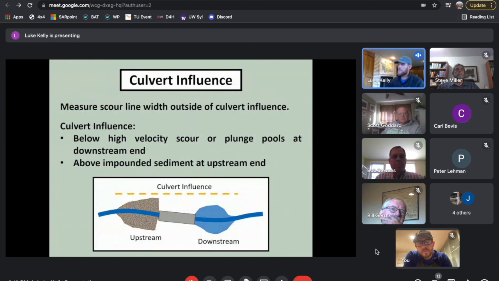Another refresher here is to measure scour line width outside the influence of the culvert. So the image below on the right side is the outlet and the scour pool below the culvert. And the upstream end on this particular image shows a sediment wedge. What can happen there is if a culvert's undersized, the sediment coming down the stream will settle out at the culvert because it's too small and it'll pond up, and that ponding lessens the stream power and a lot of sediment will settle there, and you make this sediment wedge. And again, just try to stay out of the influence of the culvert when we're measuring scour line width.